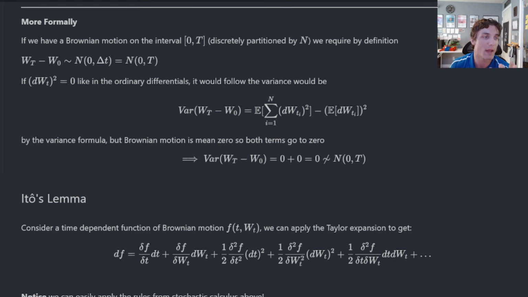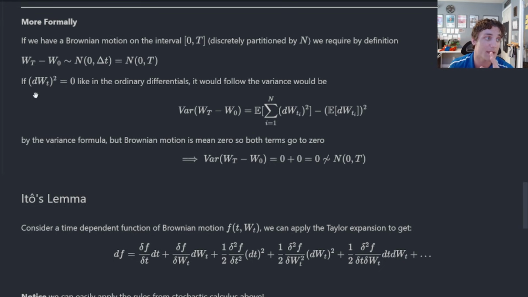A pretty elegant way to see why this dW_t squared term doesn't go to 0 is by taking a look at Brownian motion from 0 to some time capital T in the future. If we partition the space into capital N increments, then we have that W(T) minus W(0) is distributed normally with a mean 0 and a variance of delta t. The time step is just going to be capital T in the future. So that means that this distribution is mean 0 with a variance of capital T.